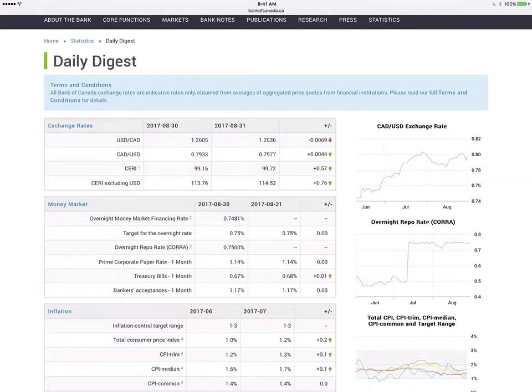So the bank rate is 1% if the overnight target rate is 0.75%. And this is to encourage banks like Royal Bank to borrow from another bank before it borrows from the Bank of Canada.